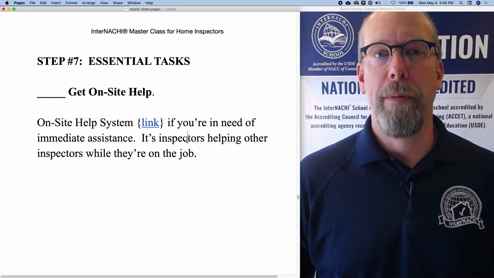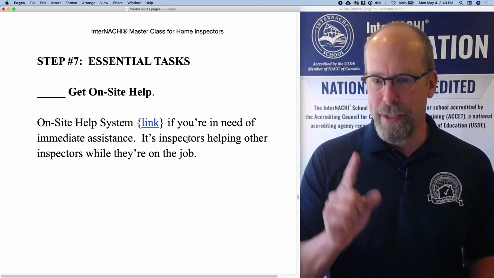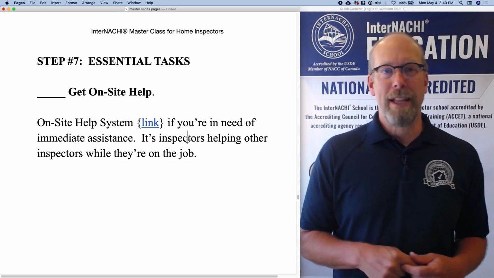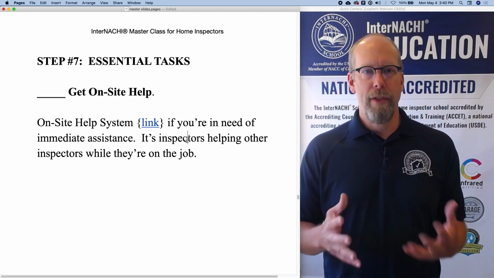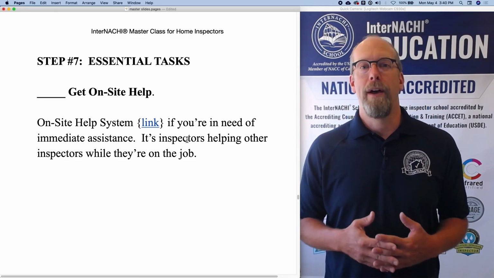So if you need help when you're on site, you're covered, you're not alone. We have an on-site help system. Take a moment right now and click that link and visit that on-site help system and see what other inspectors are posting, and maybe you can actually contribute and help another inspector.